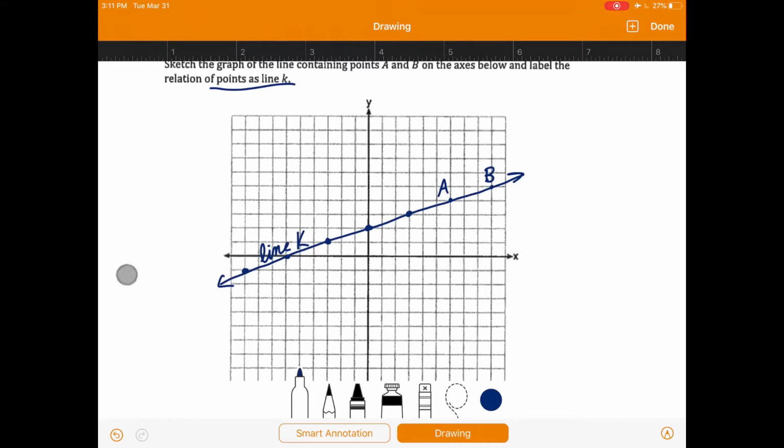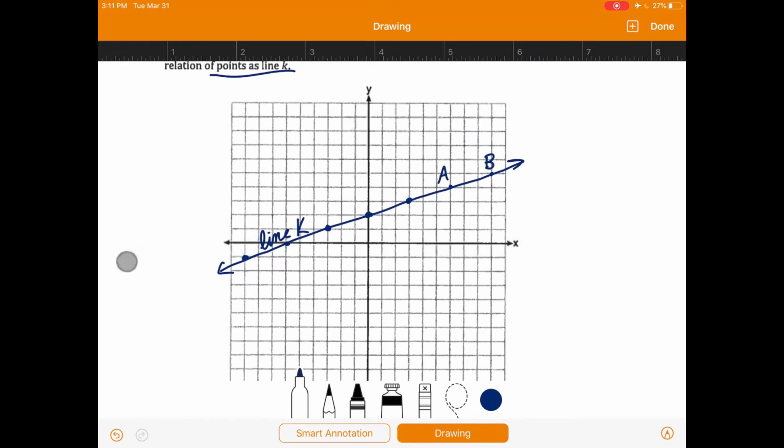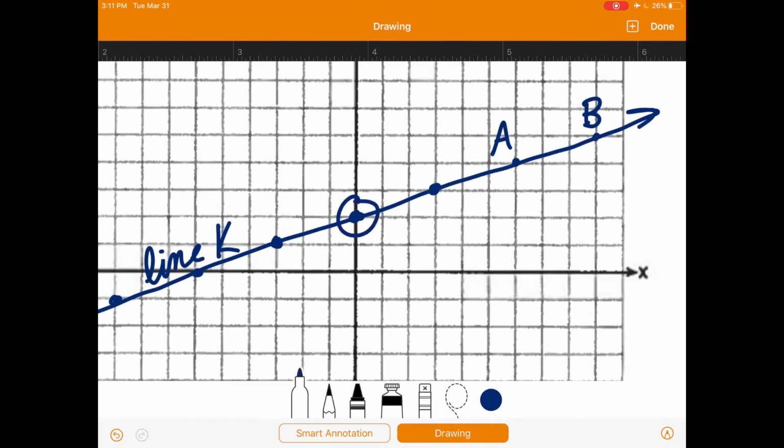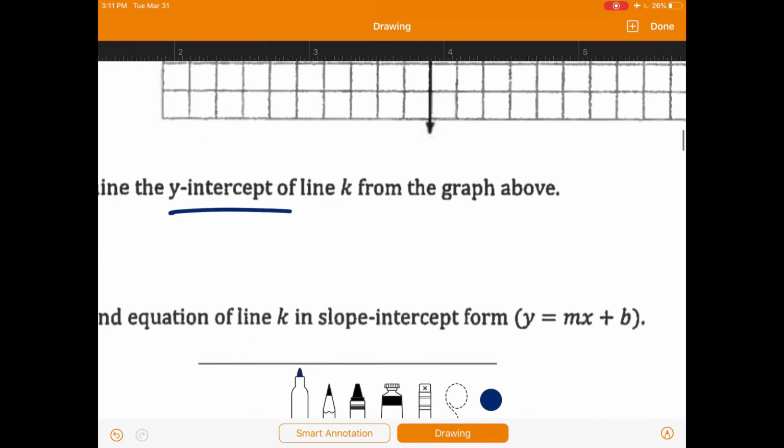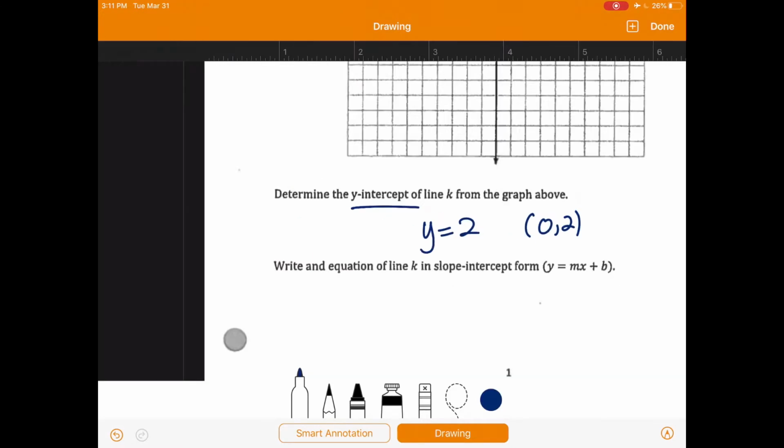Okay, so we're going to figure out the y-intercept. That means we're going to find out whatever the number is for where it crosses the y-axis, which is going to be right here, and that is where y equals 2. So we're going to say y equals 2. That is our y-intercept. You could also say that it's the point (0, 2), or just 2 works for now too.